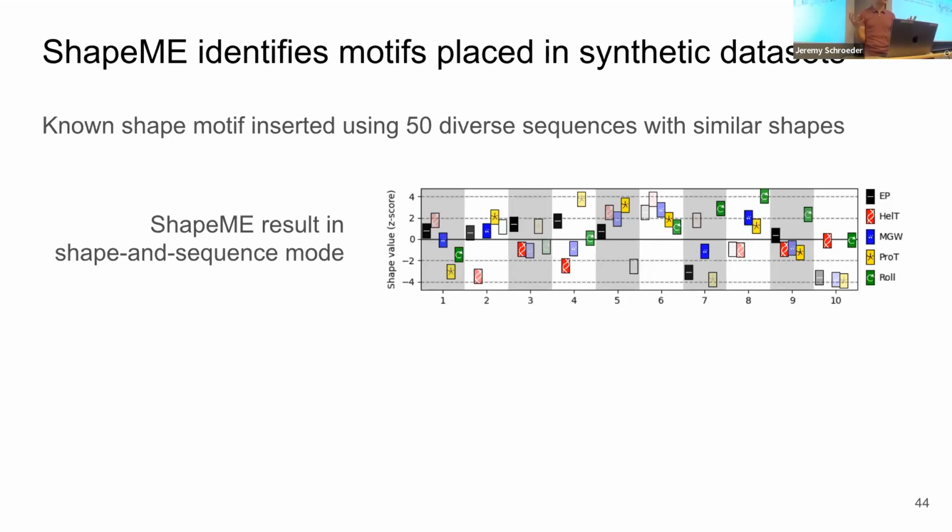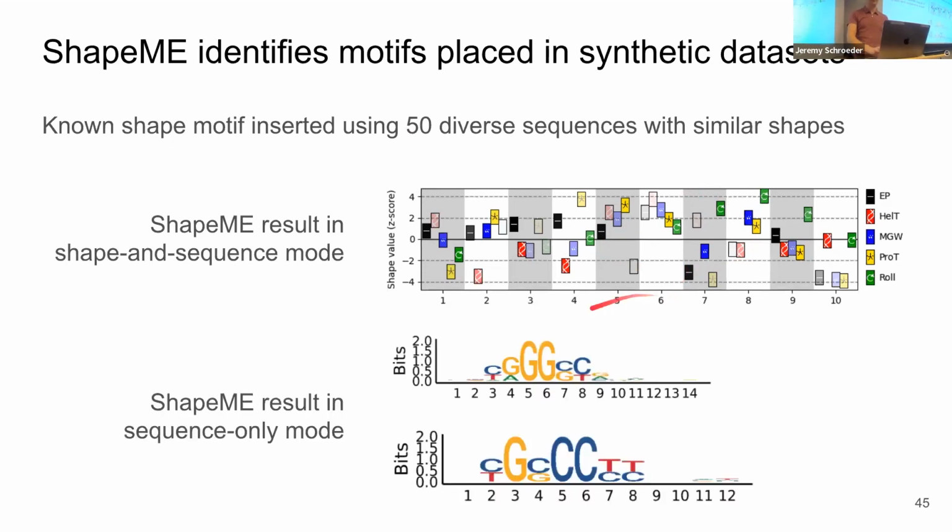That's the thesis here, right? That we're identifying shape motifs no matter what sequence they came from. So in this test data set, when I run ShapeME in shape and sequence mode, it finds one motif, and it's this shape motif. Right? So it does exactly what we expect on that type of data set.